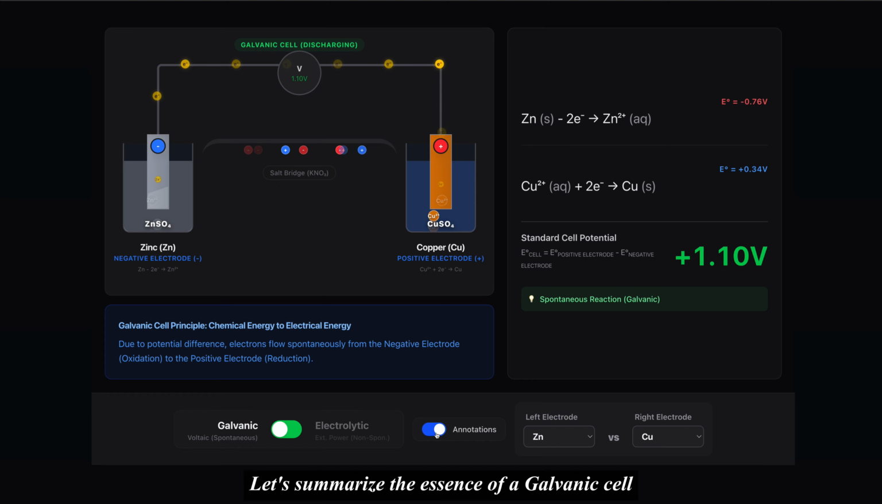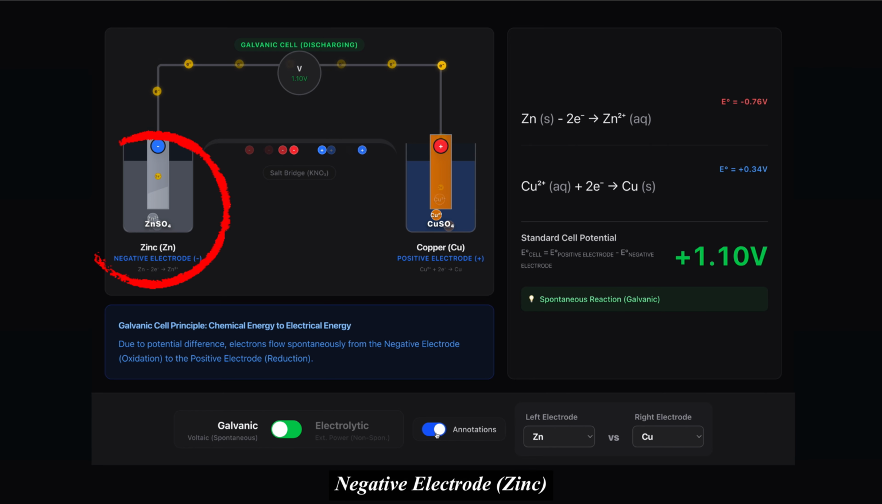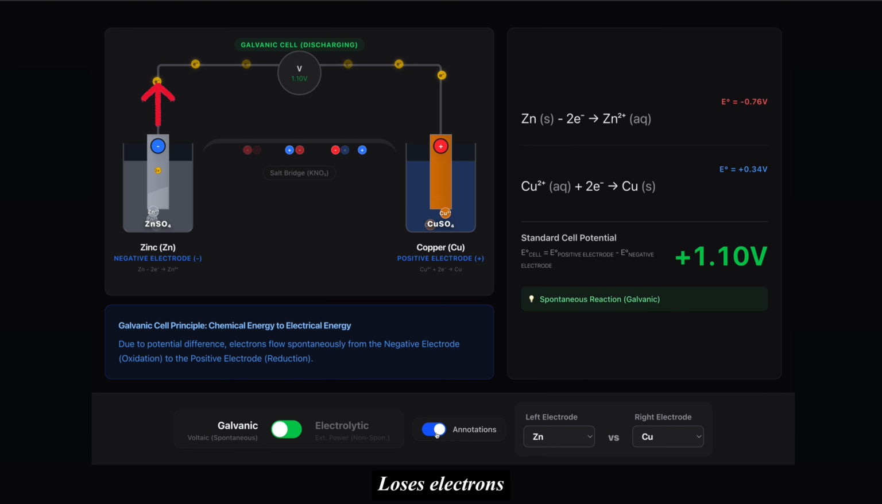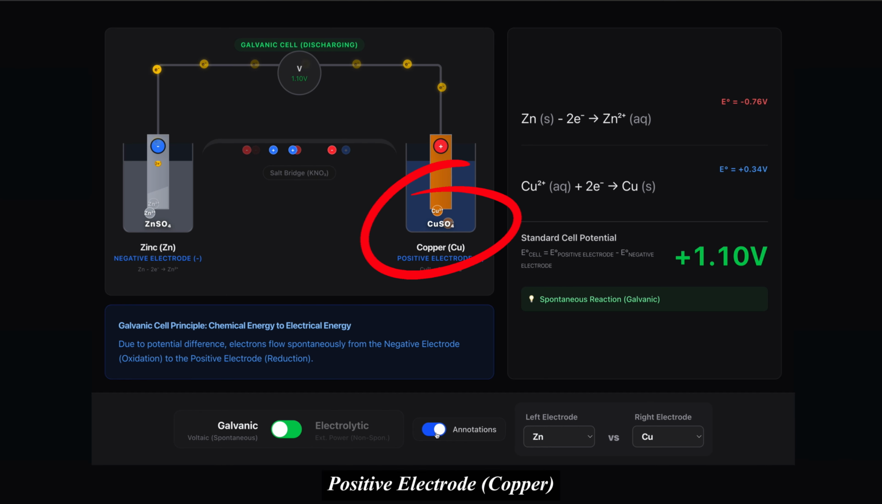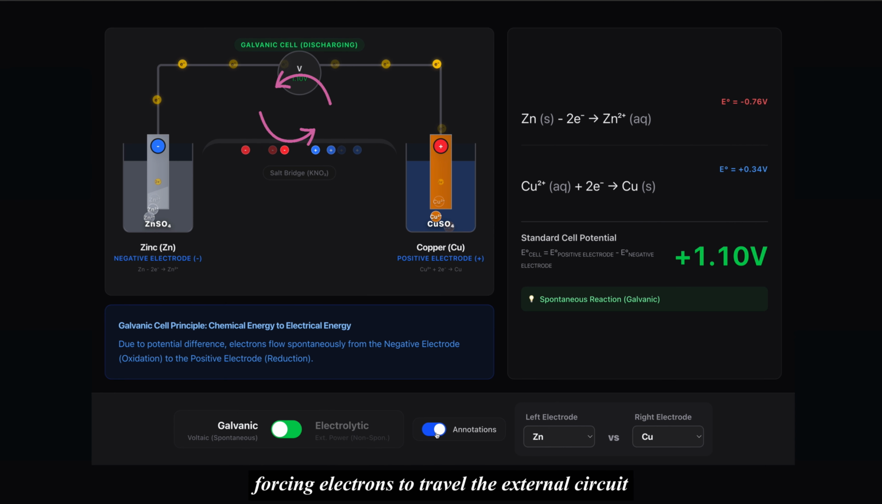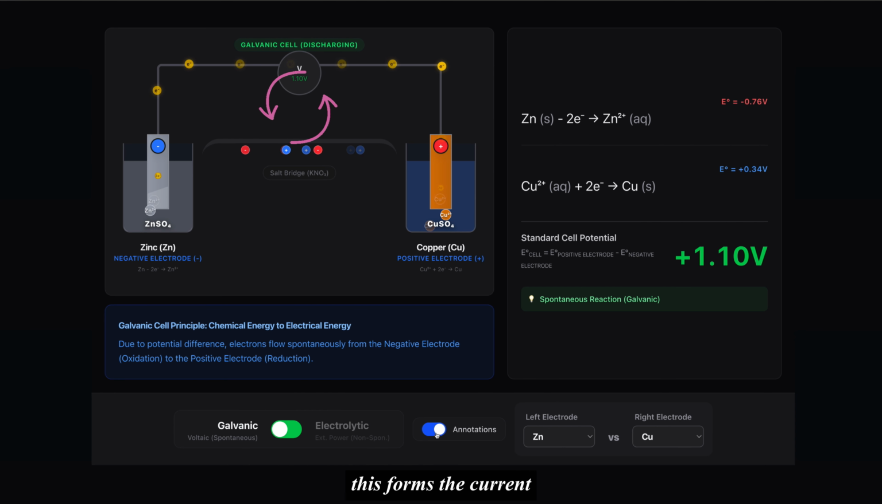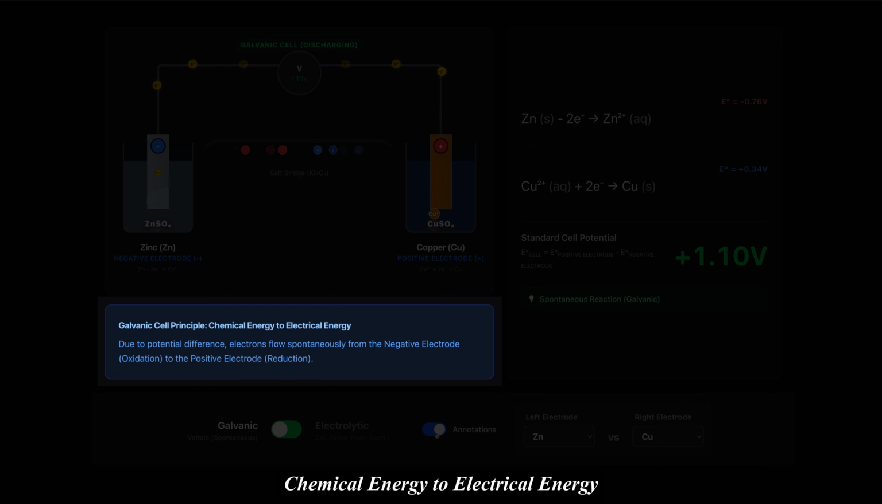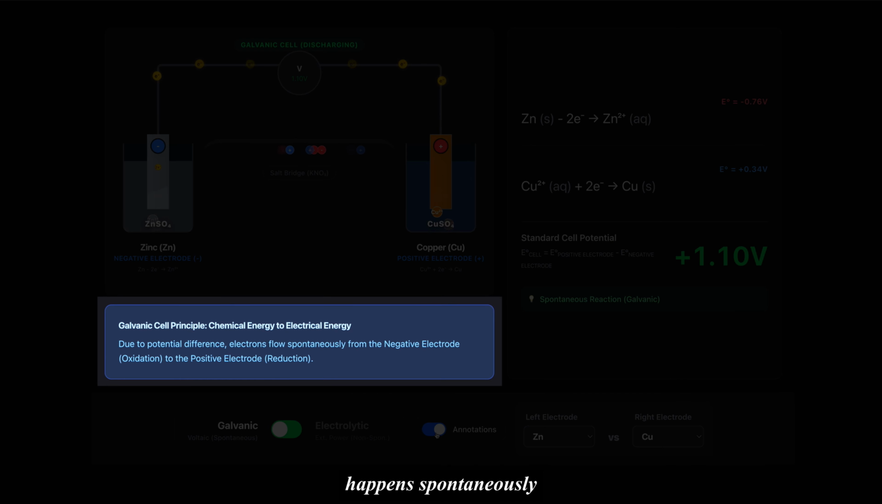Let's summarize the essence of a galvanic cell. Negative electrode, zinc, loses electrons undergoing oxidation. Electrons flow out. Positive electrode, copper, gains electrons undergoing reduction. Electrons flow in. Salt bridge balances charge, maintaining the circuit. The two half reactions are split by the wire and salt bridge, forcing electrons to travel the external circuit. This forms the current. Galvanic cell, chemical energy to electrical energy, happens spontaneously.